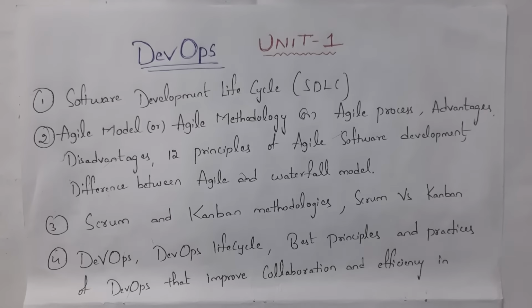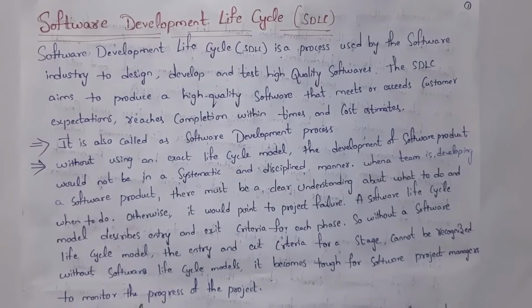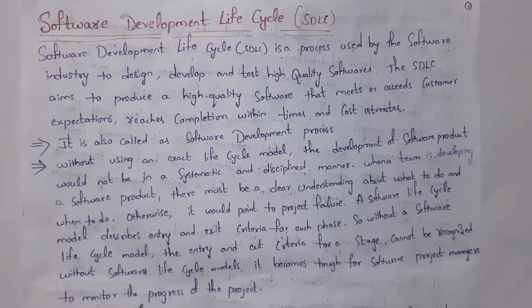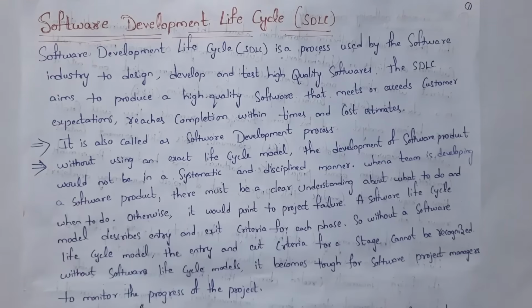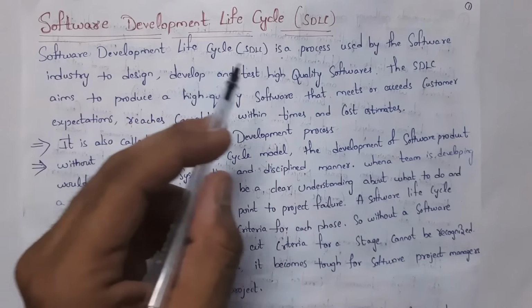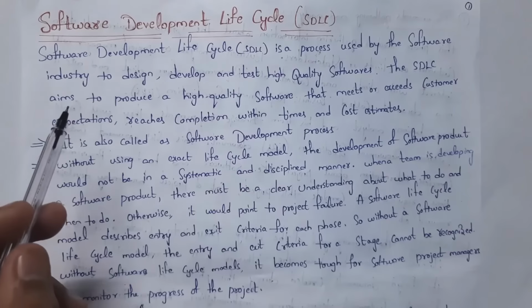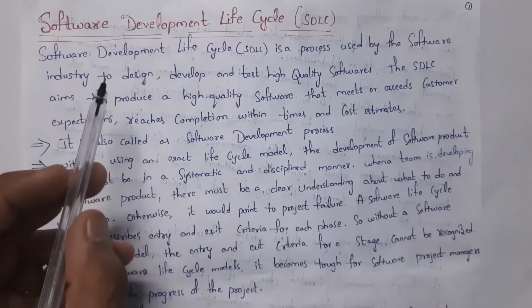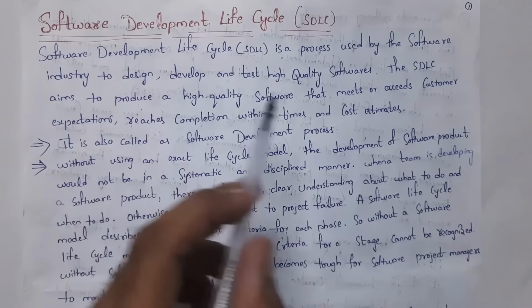Let's get started. At first, I will explain what is software development lifecycle. Guys, we also call this software development lifecycle as software development process. Process is nothing but sequence of steps followed by software company in order to develop high quality software. So software development lifecycle is a process used by software industry or software companies in order to design, develop and test high quality softwares.